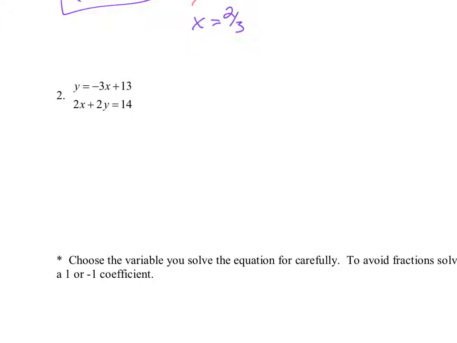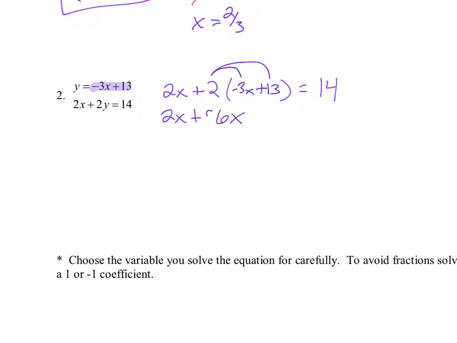All right, on the second one, number 2 here, I already have y solved for. So I'm just going to plug it in. So I have 2x plus 2 times whatever y is equals 14. Well, y is negative 3x plus 13. So I put that in here. All right, I distribute the 2. That gives me 2x plus 2 times negative 3, which is negative 6x, plus 2 times 13 is 26 equals 14.